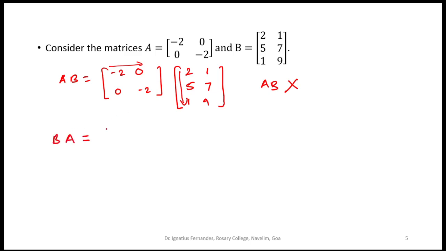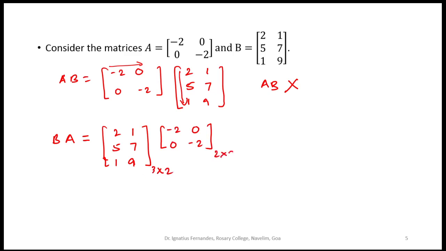So in that case I'm looking at 2, 1, 5, 7, 1, 9 multiplied to minus 2, 0, 0, minus 2. Now what is the order of this matrix? It is 3 by 2, and here this is 2 by 2. Now here B into A can very well be carried out.